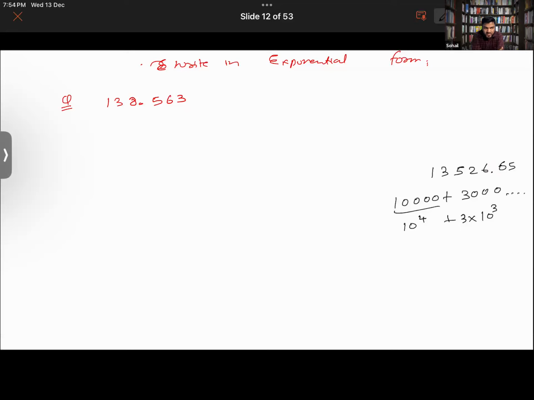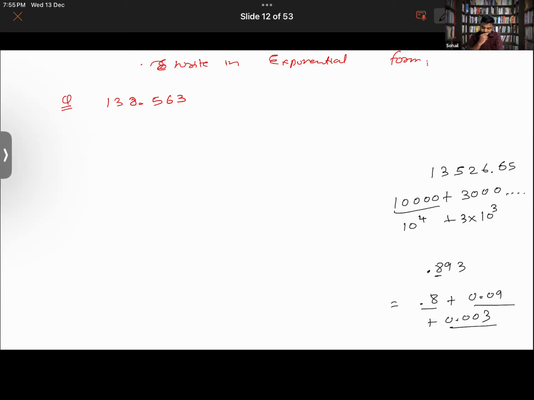Sir, how will we write after the decimal? After decimal, look, अगर हमारे पास value given है, for example, 0.893. So I can write it like this: 0.8 plus 0.09 plus 0.003. Like this, you can write it.